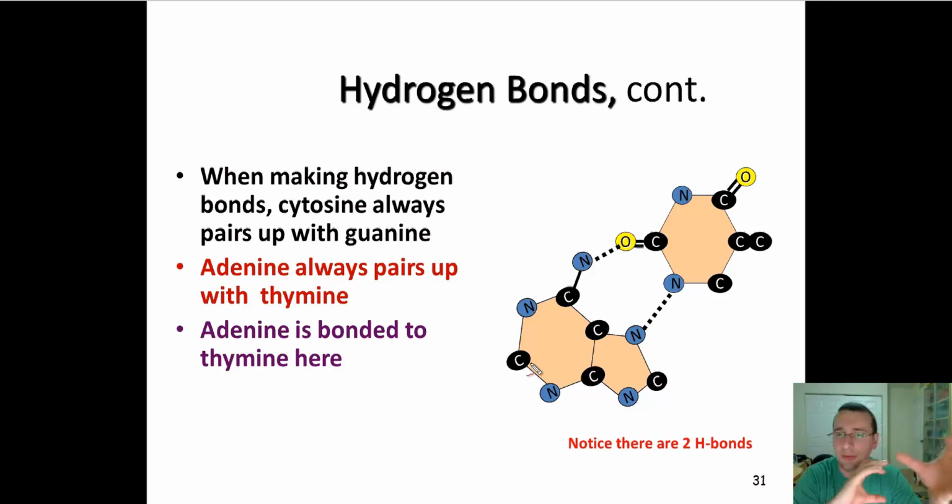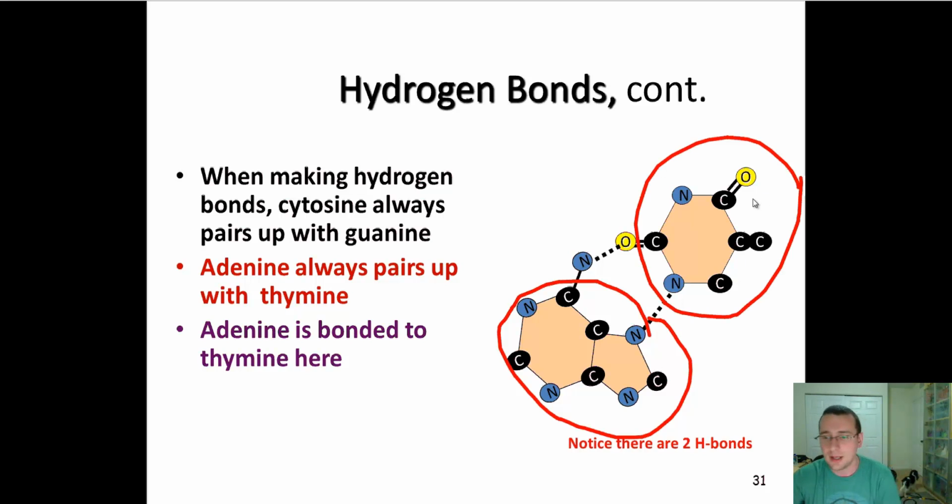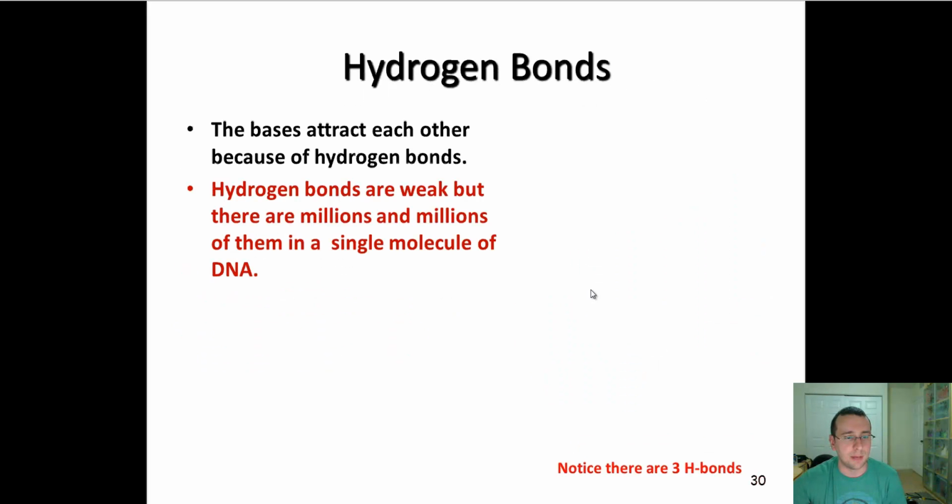Why? Because if you try to bind cytosine with adenine, they don't really jive. And another thing that's interesting and important is that it's always a two-ring purine molecule bonded to one single-ring pyrimidine molecule. Notice that. Even on the other one we just did, it's always a two-ring bonded to a one-ring. And that's the pairing rules.